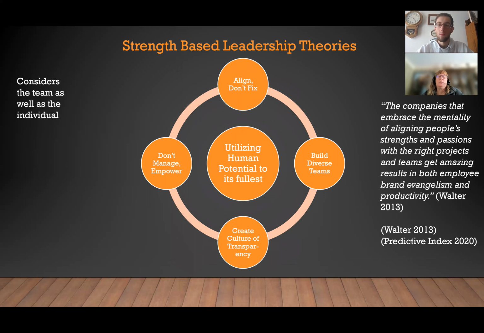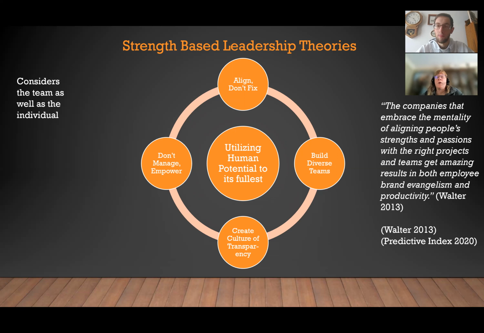Another strength-based leadership theory focuses on team alignment, how you align with your team. And this is where the Predictive Index comes into play. You don't want to align and fix everything. You want to look at what people's strengths are and assign based on their strengths. You want a team that's diverse, that has a lot of different talents.